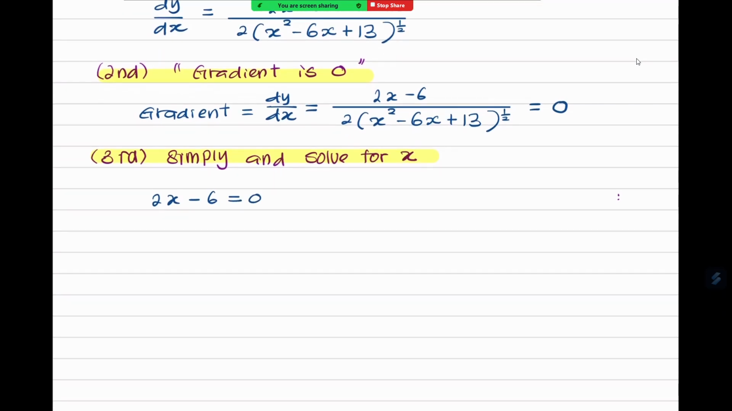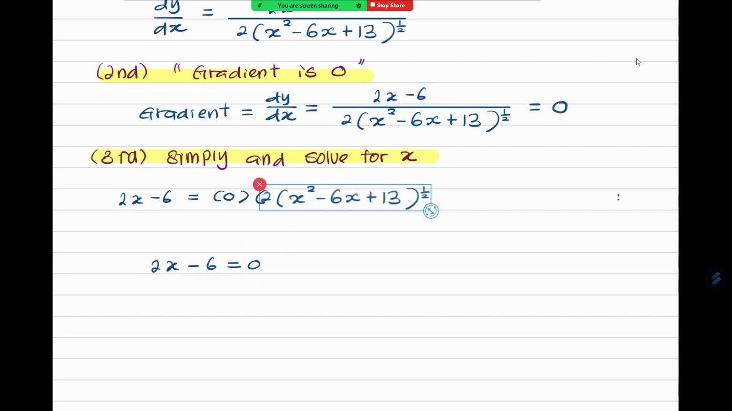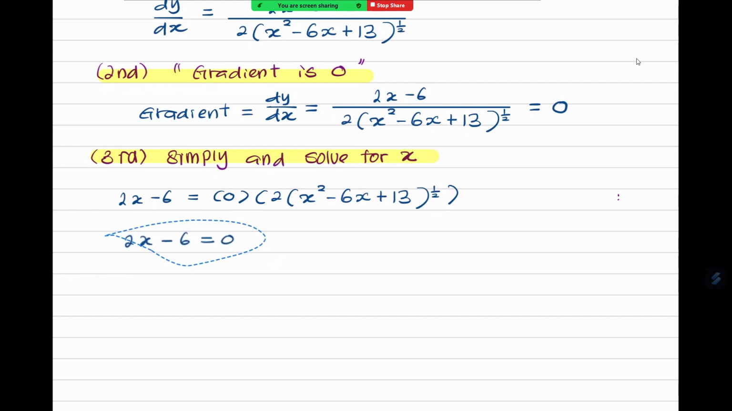If you ever wonder what happened, I will just write it down in case you wonder how that happens. So you have 2x minus 6 equals 0. Multiply this whole thing. There you go. Just cross multiply that, and it becomes like this. You know that everything multiplied by 0 becomes 0. So that is the step that has made your life so easy.